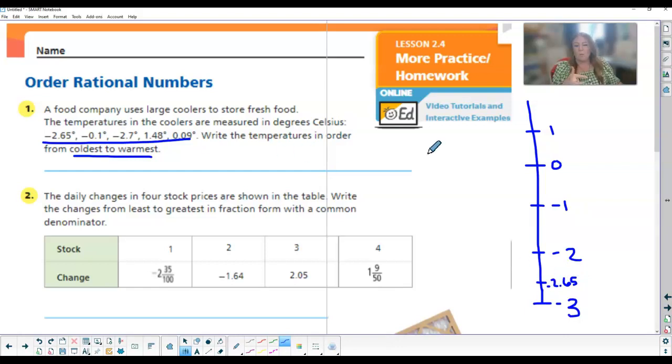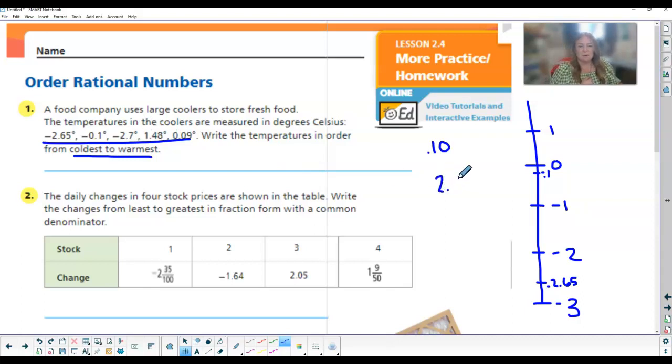So this one, even though it does not have this 0 here, it's like 0.1. So it's just barely past the 0. It's not a whole. It's barely colder than 0 degrees. So -0.1.